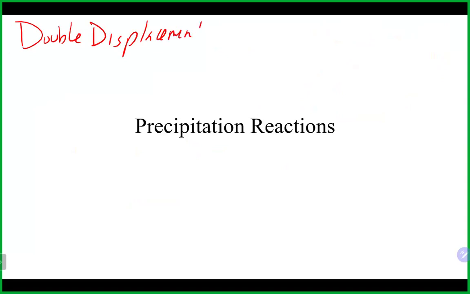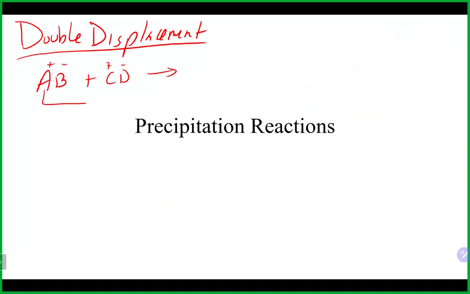So a precipitation reaction like the one you did the other day is a double displacement reaction, and that is AB plus CD. Once again, going to switch partners here, and we're going to get an AD and a CB. In this particular case, the result of this reaction is going to be a solid being made.